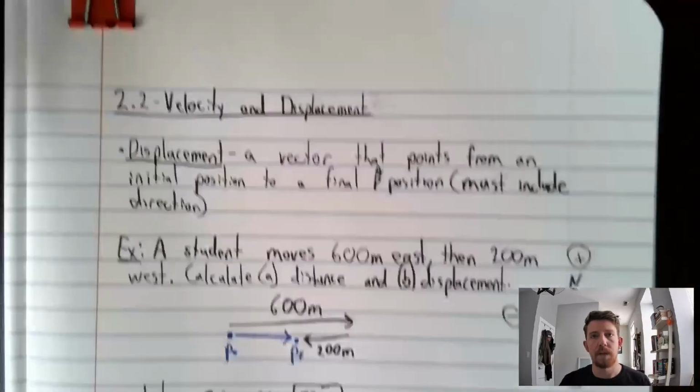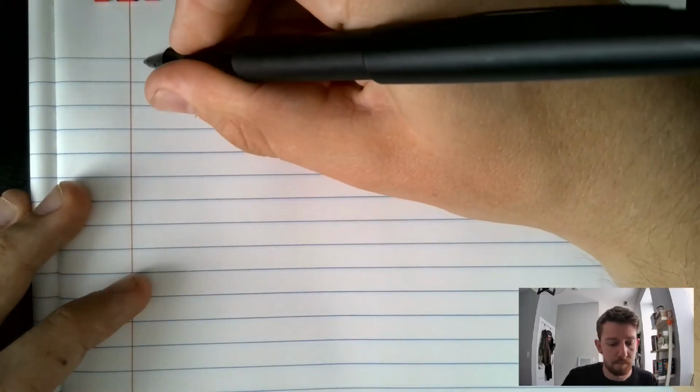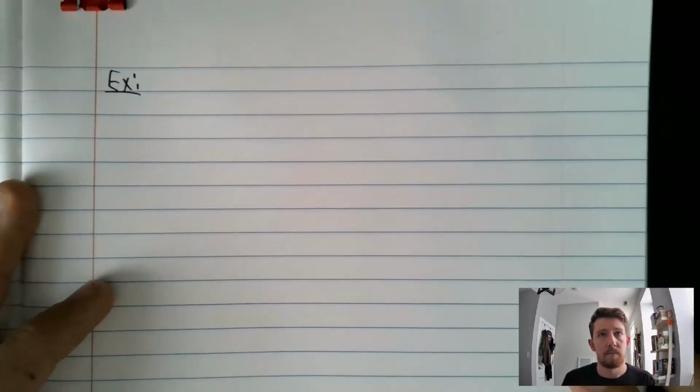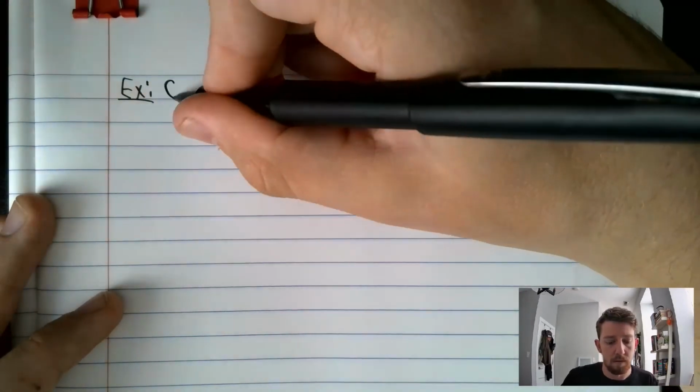Alright, we'll take one more example comparing speed and velocity, and actually one short one after that. So remember, speed is distance over time, whereas velocity is displacement over time. So speed is never negative. Velocity is negative if something's moving south or west. So here we go. Let's calculate both.